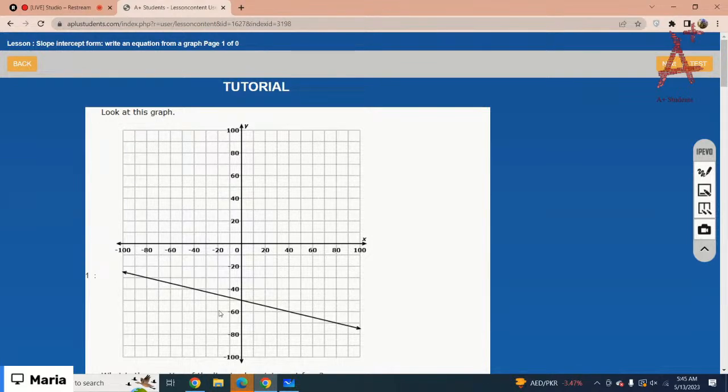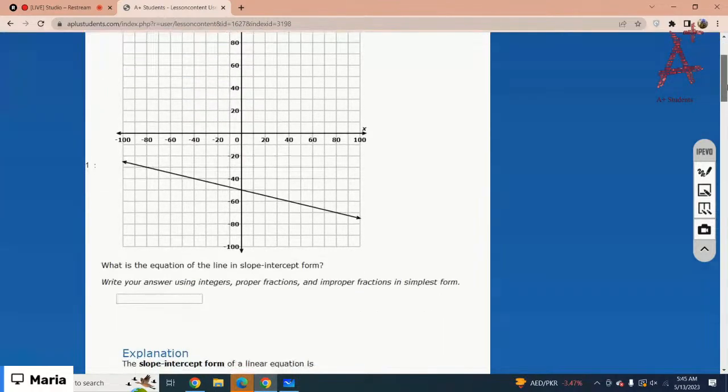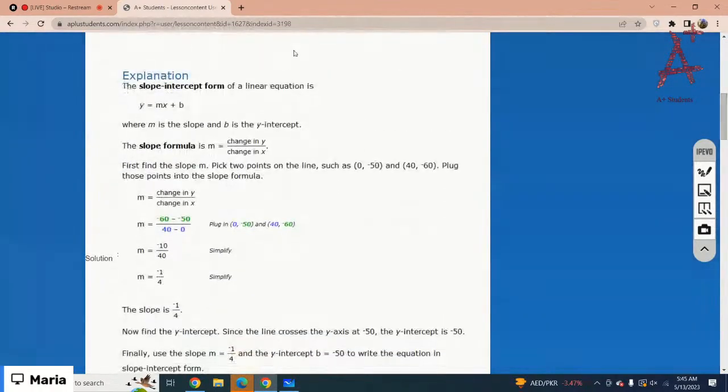We have to look for two things. One is the y-intercept, and then you have to find the slope of the graph. By using these two things, you can write down the equation from the graph. Got it? So let's find the y-intercept first. The slope intercept form of the equation would be y equals mx plus b, so you have to find the same two things, the slope and the y-intercept.